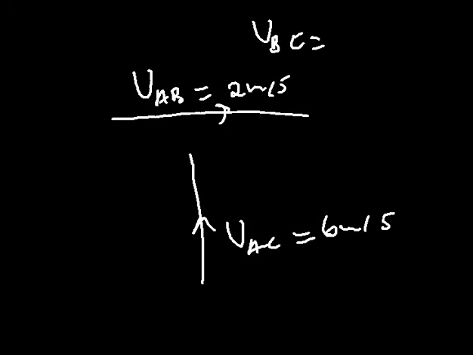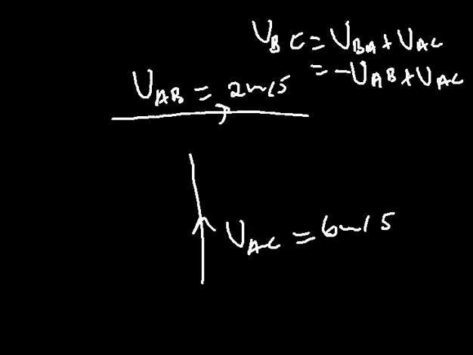VBC will be given as VBA plus VAC. Do we have VBA? No, we have VAB, so we'll have negative VAB. And do we have VAC? Yes. Now we have to resolve this into components. VAC in components: the X component will be 0, and the Y component will be 6, pointing up, so positive 6 meters per second.